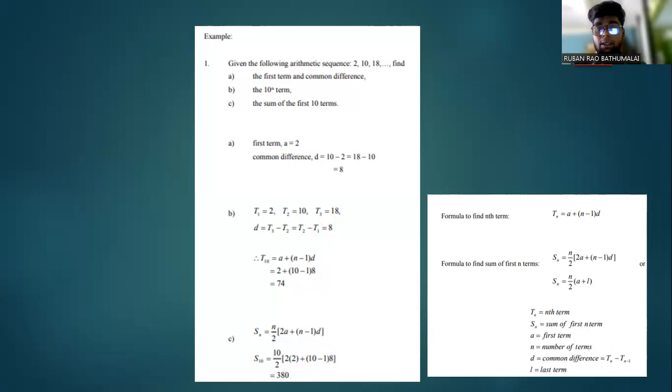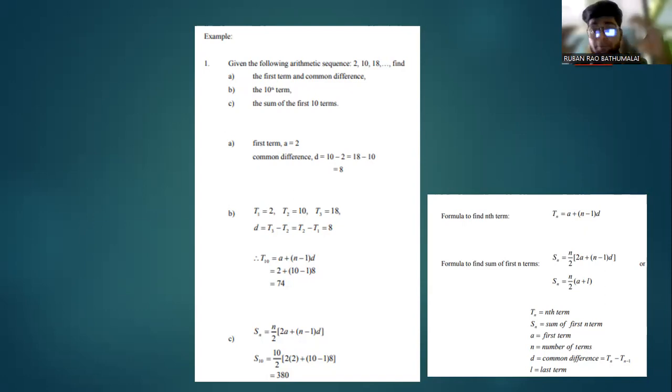It's easier. Here you can see, given the following arithmetic sequence 2, 10, 18, and dot dot dot, it means the number goes on to what we call infinity. Find the first term and common difference. Part A has two tasks for us: the first term and the common difference. B is the 10th term. Find the 10th term, and C is the sum of the first 10 terms.